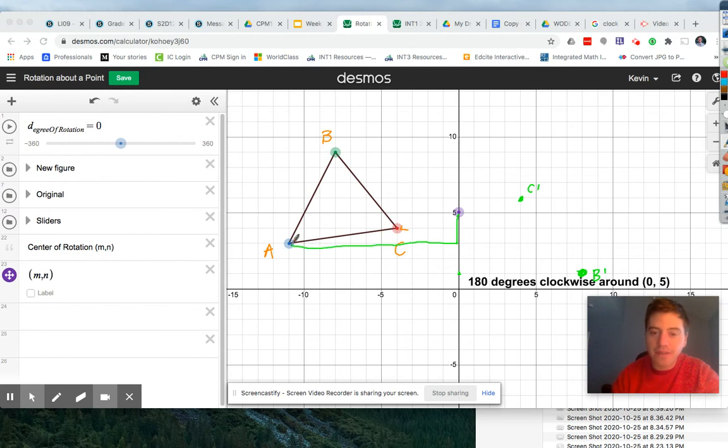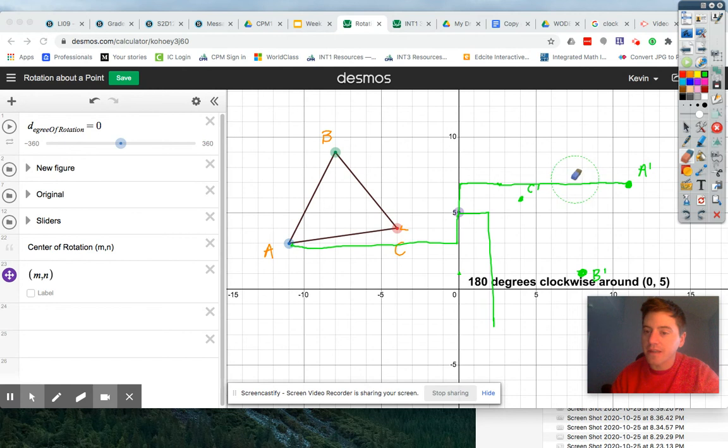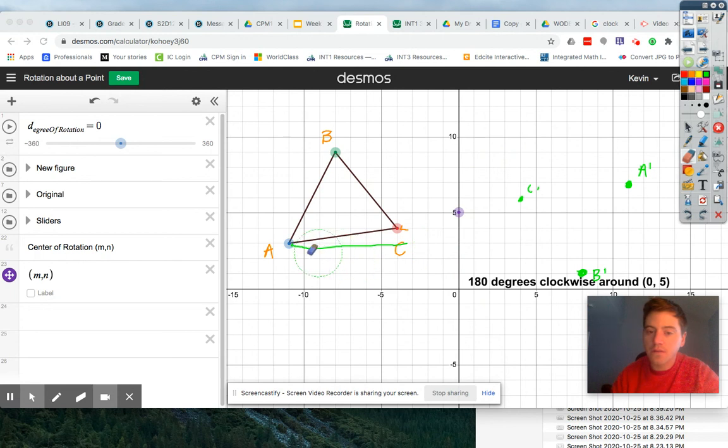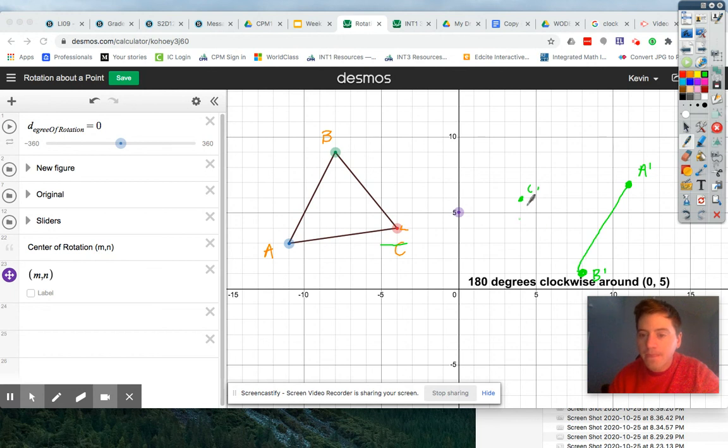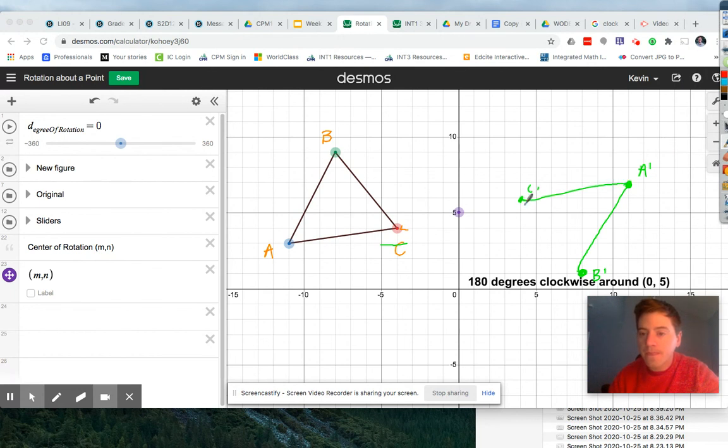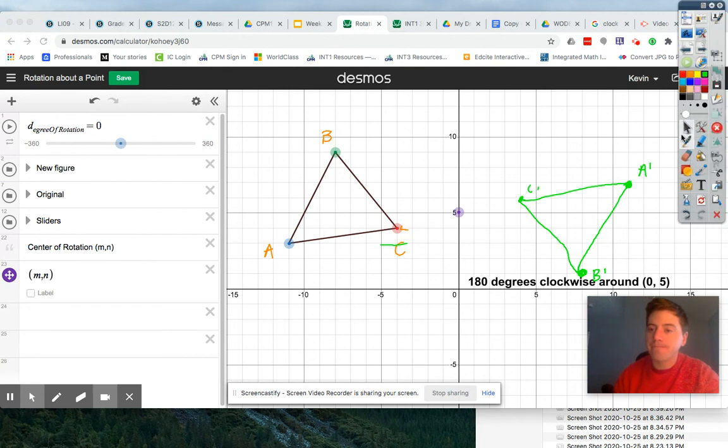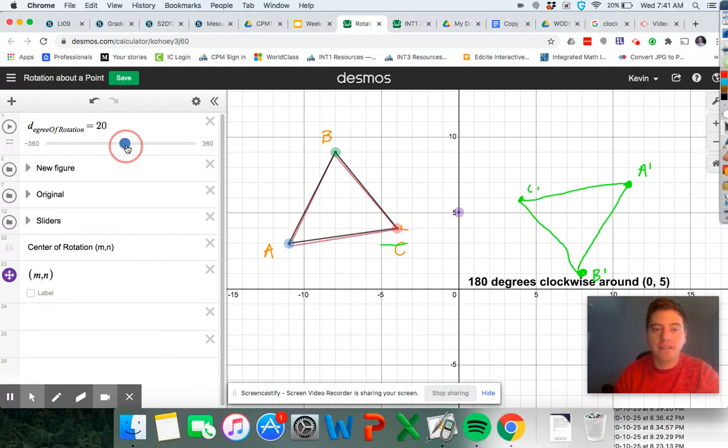And we'll do the same thing with A. And A was 11 away, so it's going to be 11 over here. There's my new A prime. Erase the guiding lines, and that's my new image. Okay, let's check it. 180. Boop. There it is.